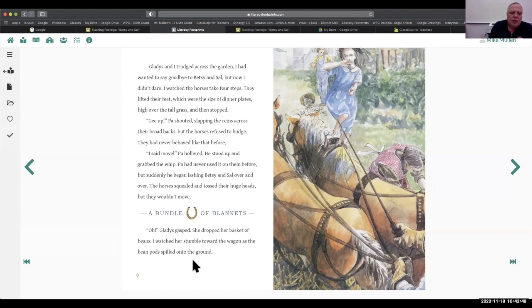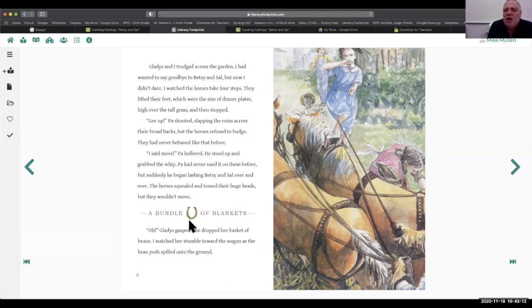Okay, let's go on. Oh, Gladys gasped. She dropped her basket of beans. I watched her stumble towards the wagons as the bean pods spilled onto the ground. Now, here too, right here, this is important. It's something that you see, right?